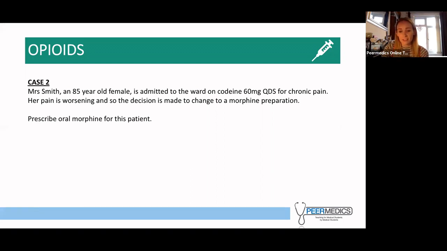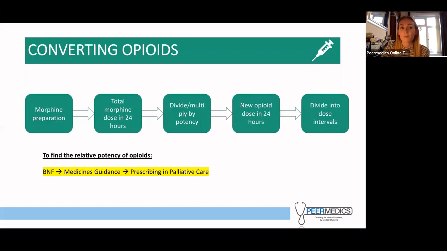Right, so let's carry on in the interest of time. This is a regular question that comes up. It's all about converting opioids. It's really easy for them to put in, and it's actually easy to do, just as long as you know how to do it. So you start with your morphine preparation, and you need to work out what the total dose is in 24 hours. You're then going to divide or multiply this by the relative potency of what you're changing the medication to, and this will give you the new dose in 24 hours, which you then divide into the dose intervals. All of this information is in the BNF.